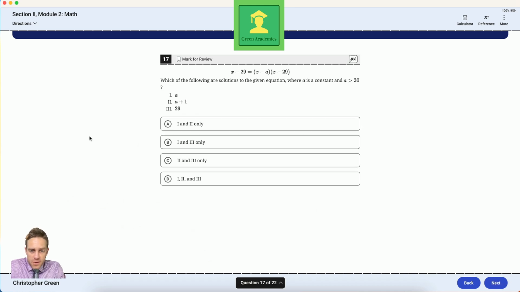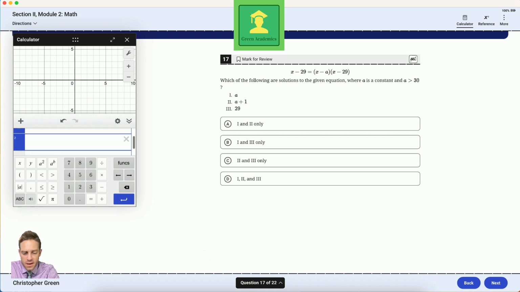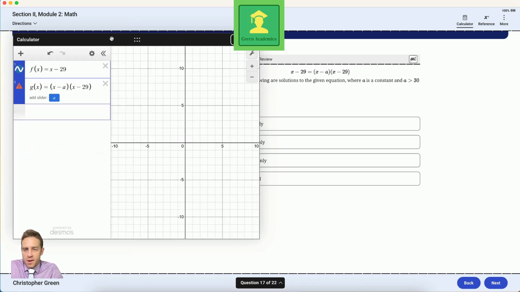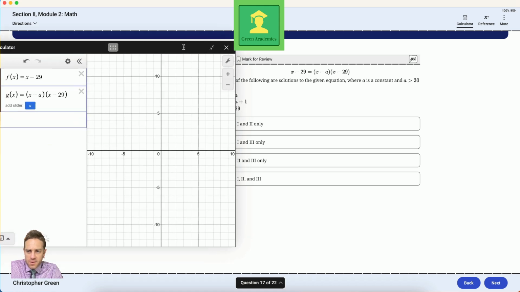Which of the following are solutions to the given equation where a is a constant and a is greater than 30? Okay, so you could actually do this on Desmos. A lot of people's instinct, which is valid, is to graph this on Desmos and see where you get. So I'm going to put f of x is quantity x minus 29, and then g of x is quantity x minus a times quantity x minus 29. Yeah, and it gives you a slider by default in this case. Let me maneuver this so we can still see this.